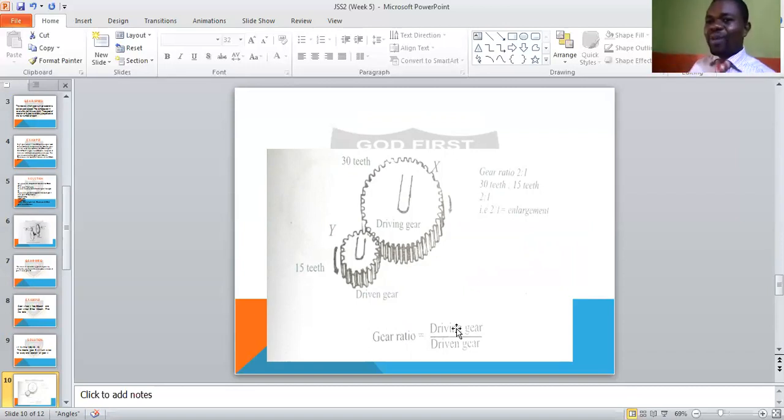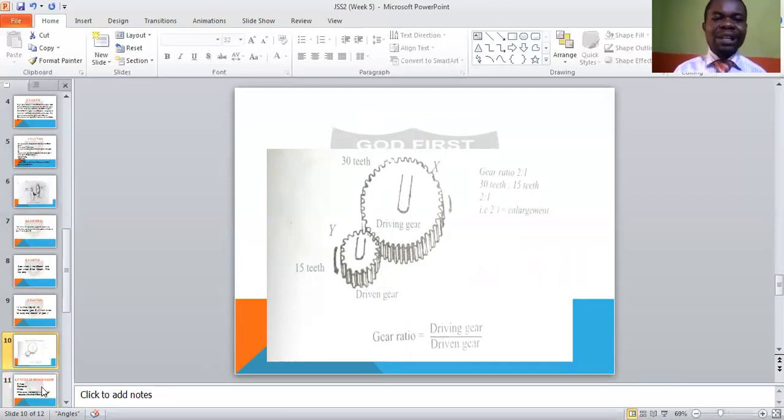The driven is the one that is being pushed, or the one to which the power or force is transmitted or given. That is what we mean by that. So driving or driver, there are two names, divided by driven, the one that is being pushed. That is just the ratio discussed there.